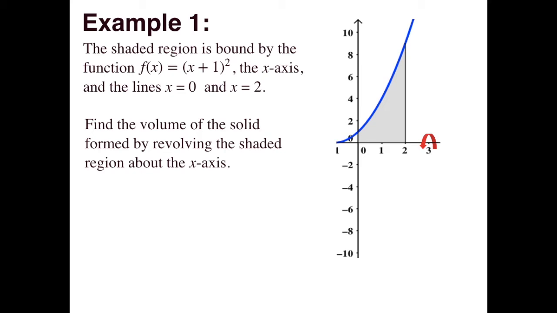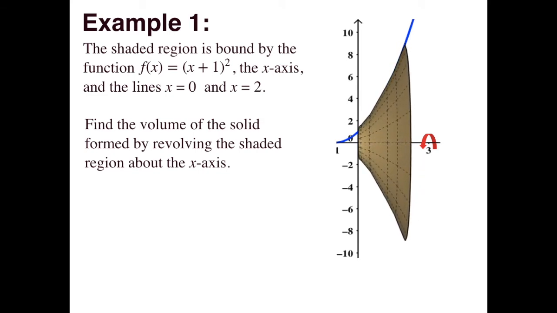Notice my little red arrow going around the x-axis, and if we take this shaded region and we revolve it around, we get this three-dimensional figure. It's not quite a truncated cone because the edges are curved, not straight, but a truncated cone would be an overestimate of this volume, and we would expect it to be something less.